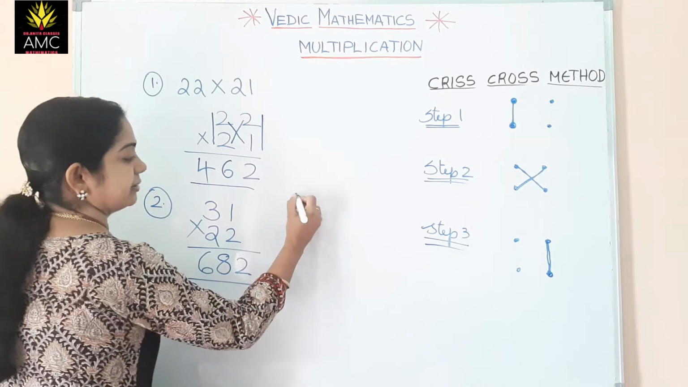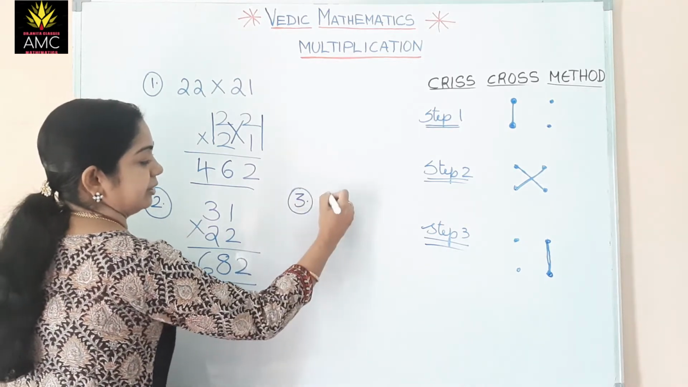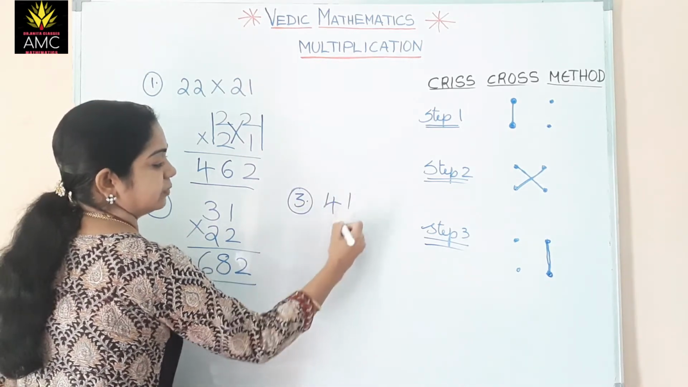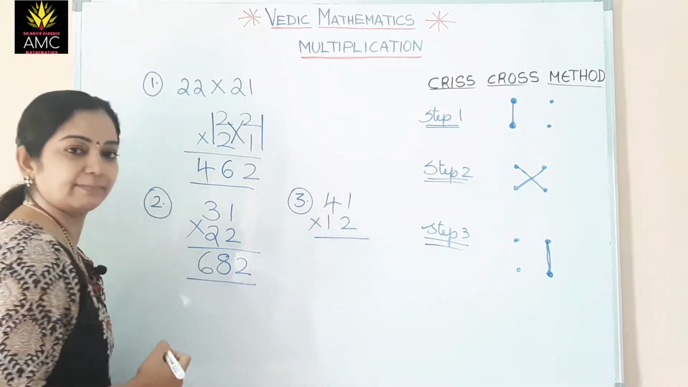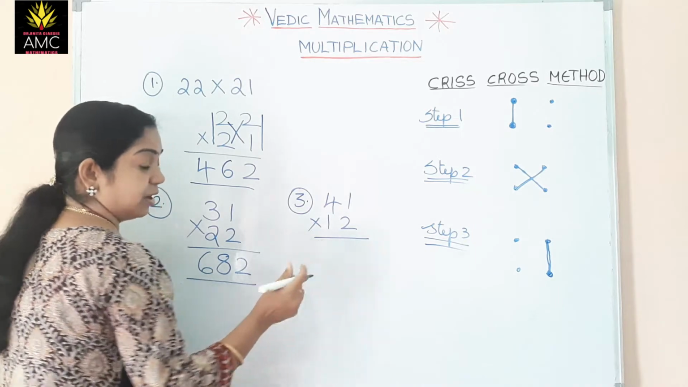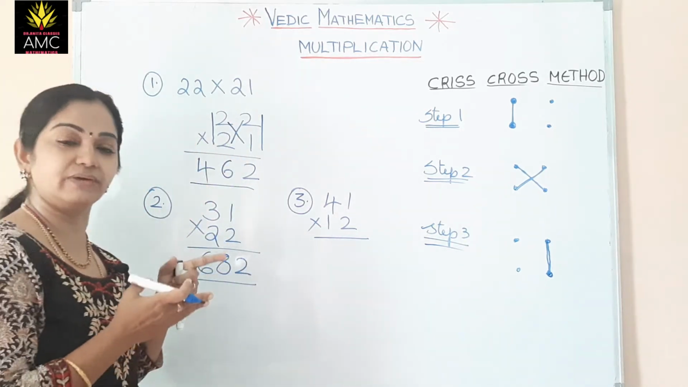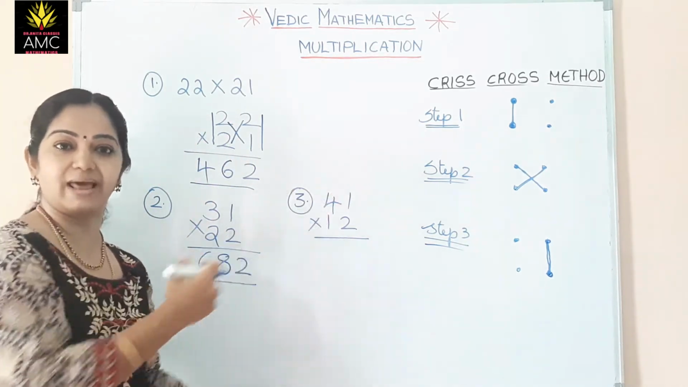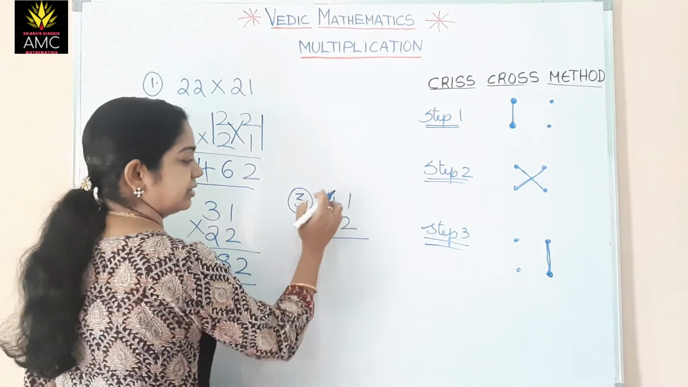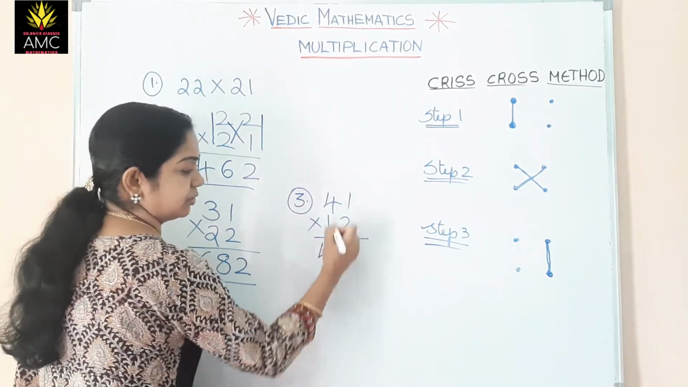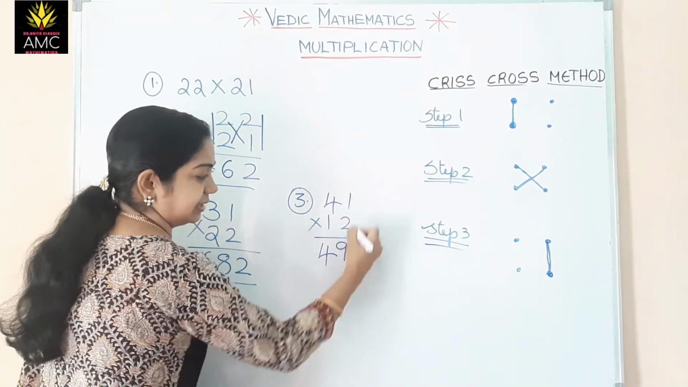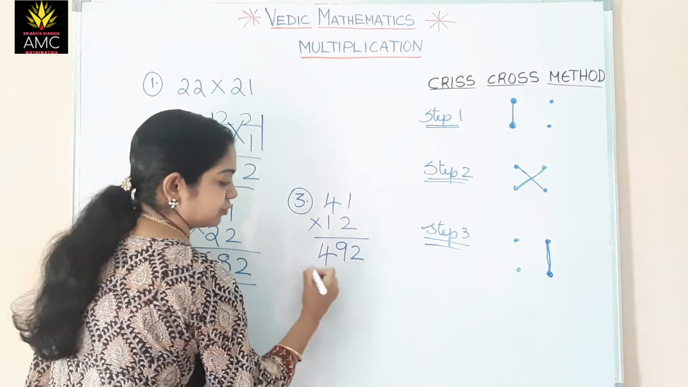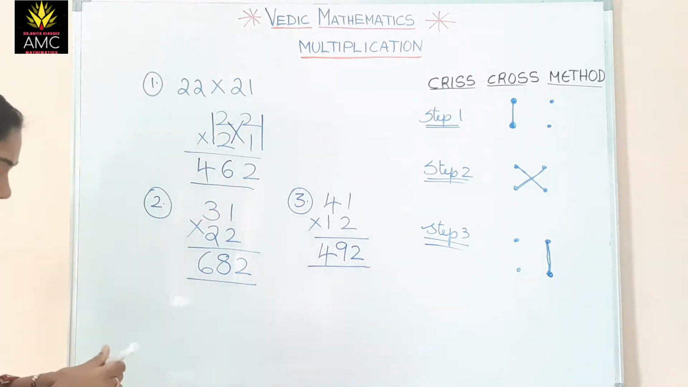Now let me take another example. 41 into, if you take 12, a simple example. Now let's start from here. Always in Vedic maths, we are doing from left to right, not from right to left, isn't it? So left to right, 4 1s are 4, 4 2s are 8 plus 1. 8 plus 1 is 9, 1 2 is 2, so 492. So, quickly note it down, students.